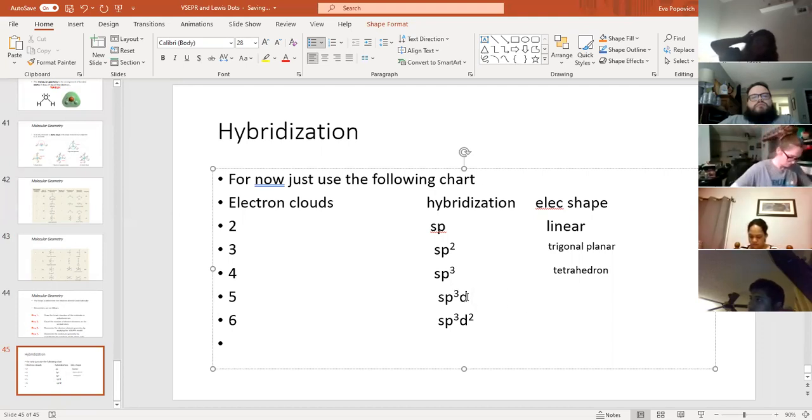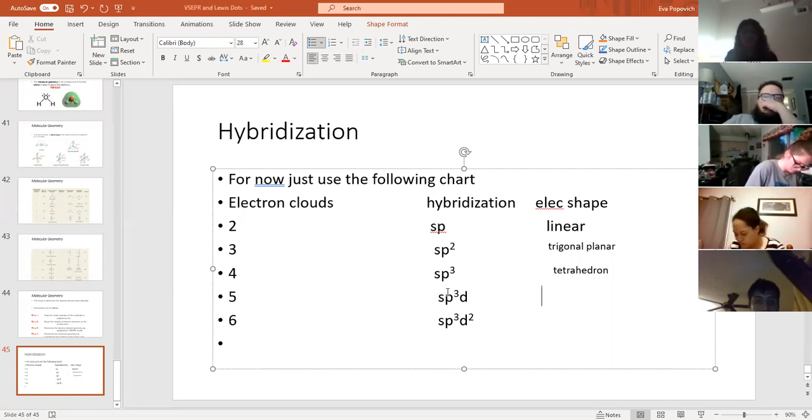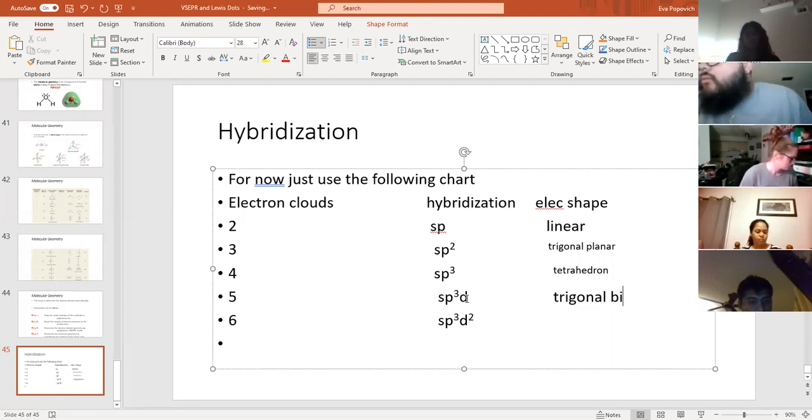5 things I'm going to employ. Remember, I said that we grab d orbitals. So if I have 5 things, I have my S, my 3 Ps, I've run out of S and P orbitals. I have to grab a D. So I have sp3d, and this makes it trigonal bipyramid.